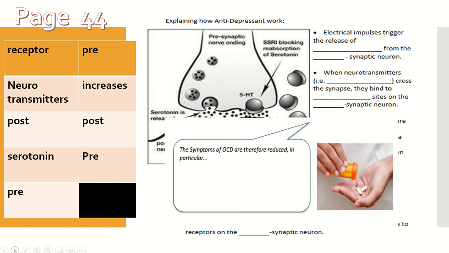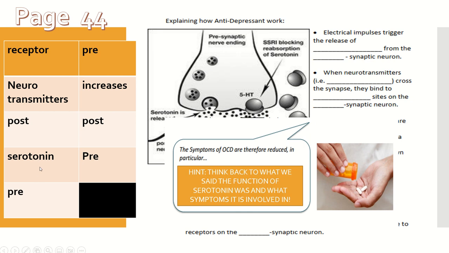So the next chunk in your booklet, all right, is this little space that asks you to explain exactly which symptoms would be treated regarding OCD. So if you think back to what we said the function of serotonin was, hopefully you'll be able to get to the correct symptom. Just have a quick chat about it in your groups or in your pairs. Can you think what that would be?